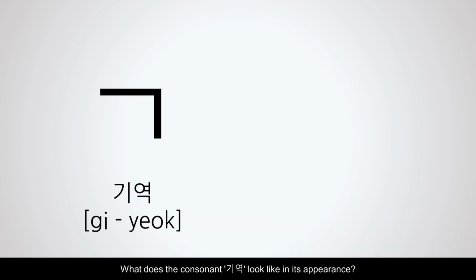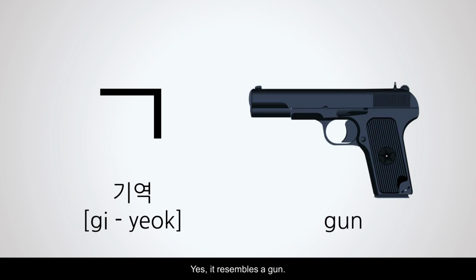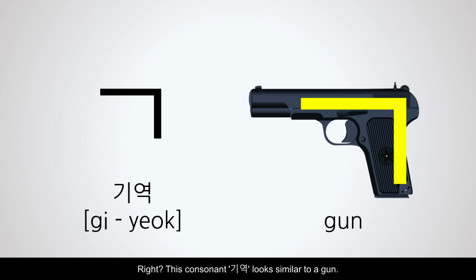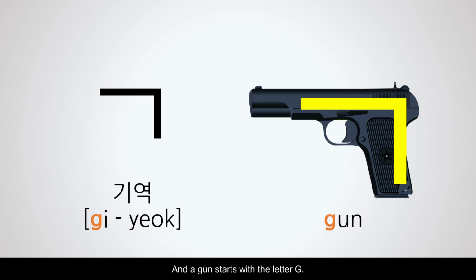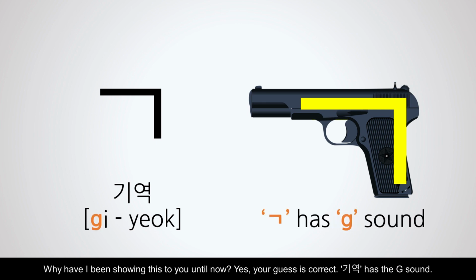What does the consonant gyeok look like in its appearance? Yes, it resembles a gun. Right? This consonant gyeok looks similar to a gun. And a gun starts with the letter G. Why have I been showing this to you until now? Yes, your guess is correct. Gyeok has the G sound.